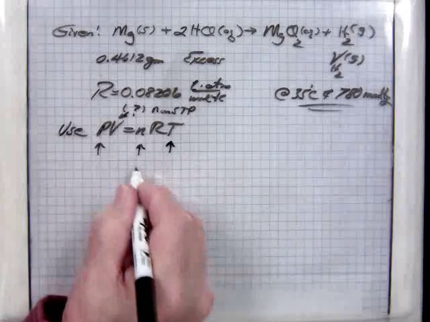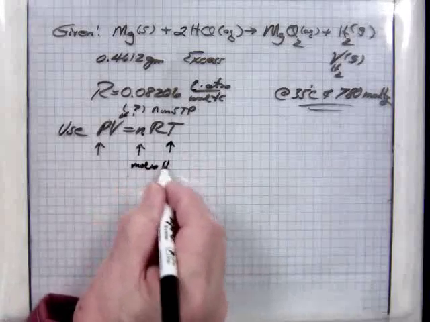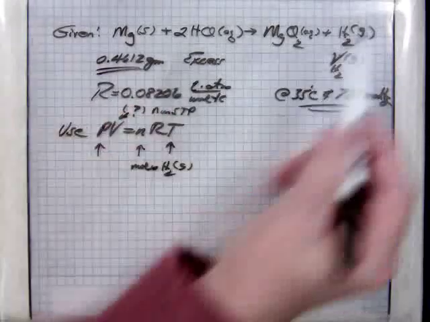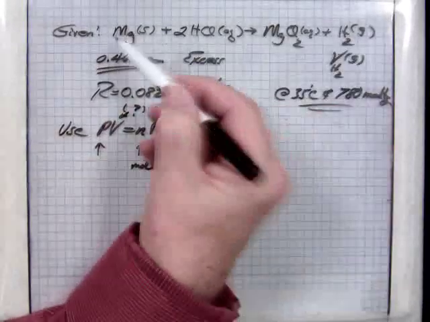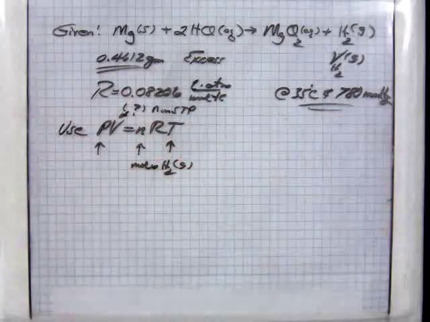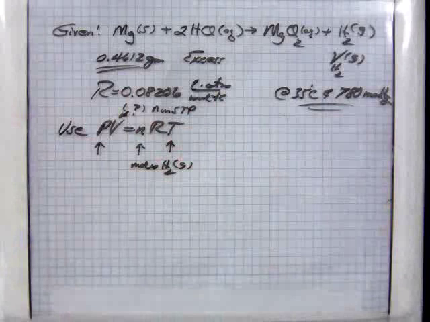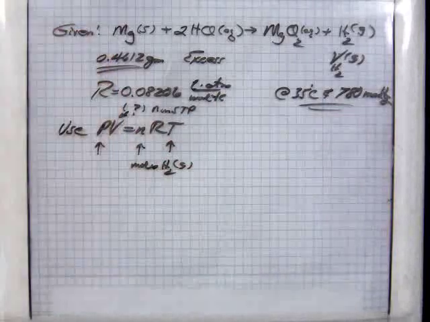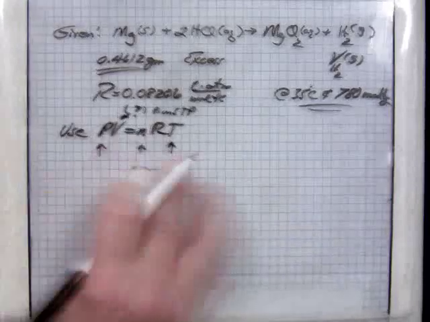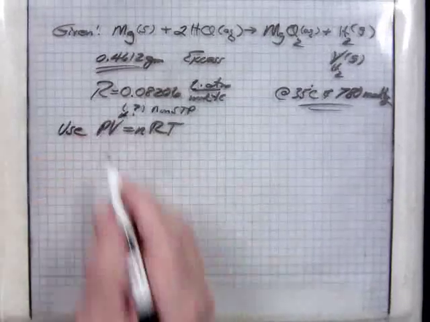Now this is moles of H2 gas. It's not moles of magnesium. It will turn out to be equal because it's a 1-to-1, but you see what I'm saying? The PV equals nRT applies to what the target gas is. Magnesium is not a gas to start with. Okay, so recognizing that, what do we need in here?